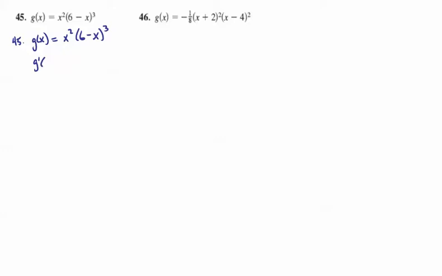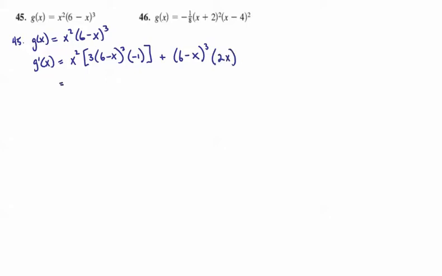G prime of x, we'll have to use a product rule here, so we have 1 d2 will be 3 times (6 minus x) to the second power, times the derivative of the inside function, which is -1. So that's 1 d2 plus 2, which is (6 minus x) to the third power, 2 d1, which is 2x.